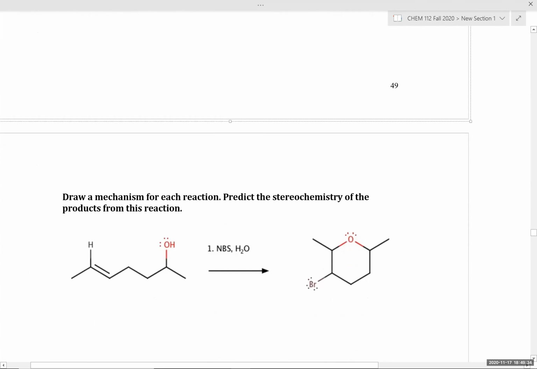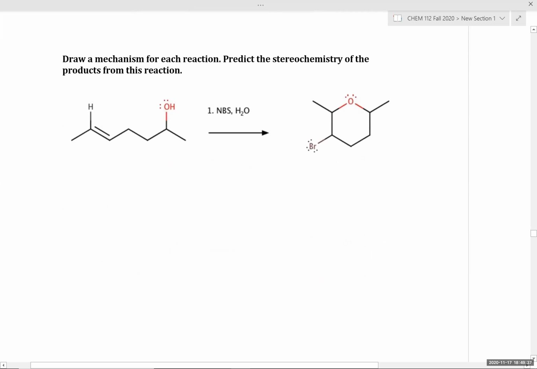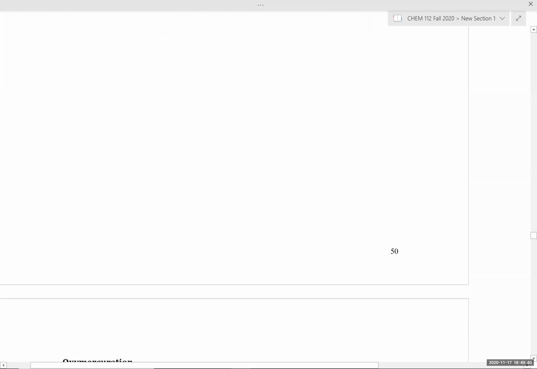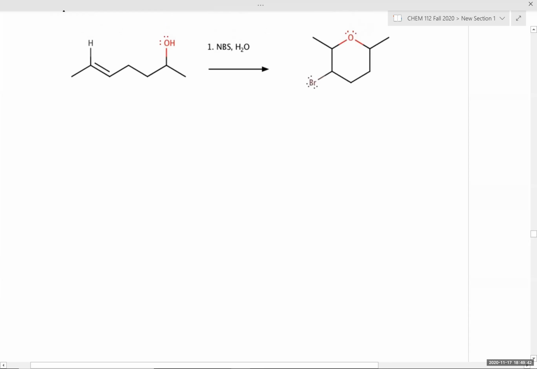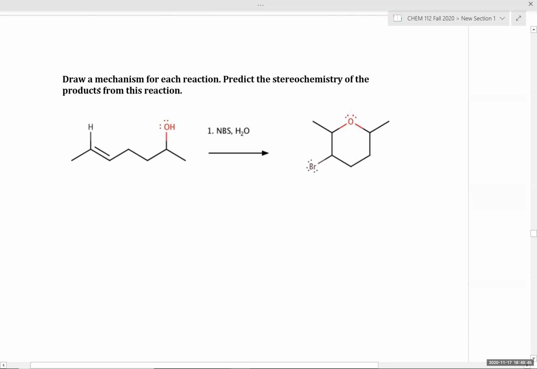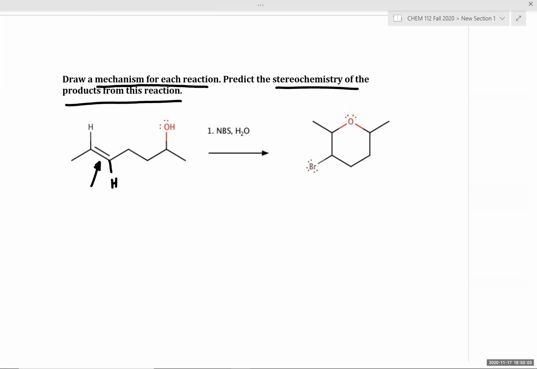Okay, so now that we've seen some examples, let's take a look at the following problem. And let's try to draw a mechanism for this reaction and predict the stereochemistry of the products from this reaction. So the first thing that you're going to have to do is identify this alkene. So is this alkene going to be E or Z? So this alkene is E. Yep. Okay.